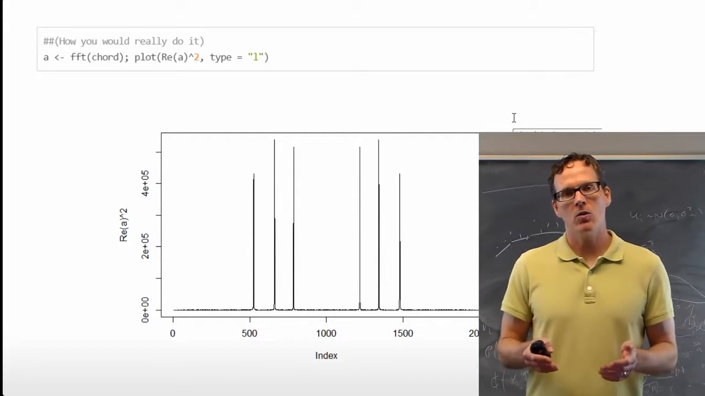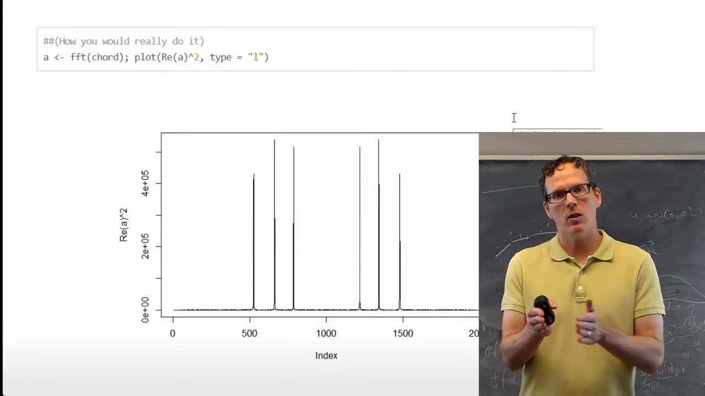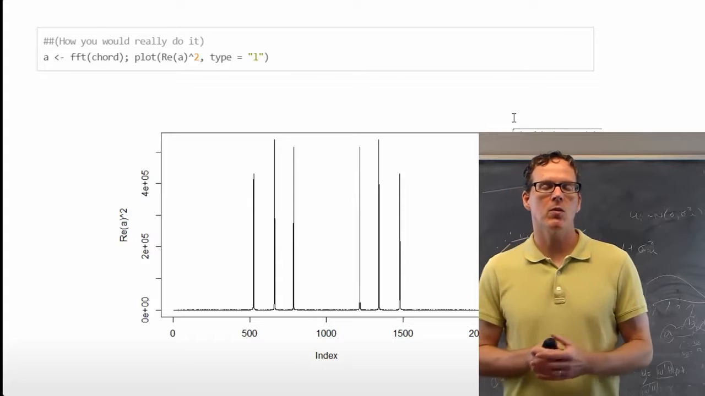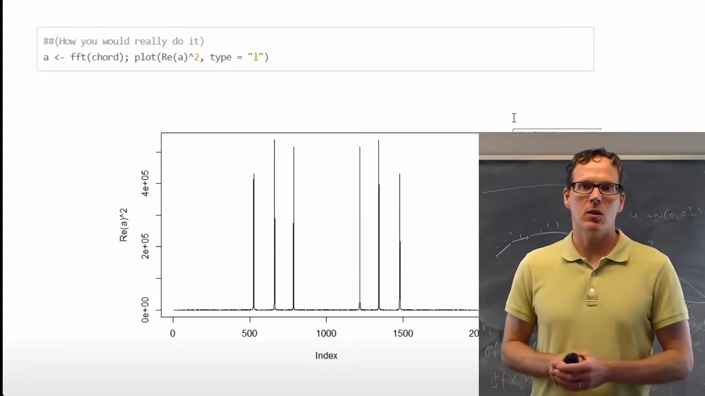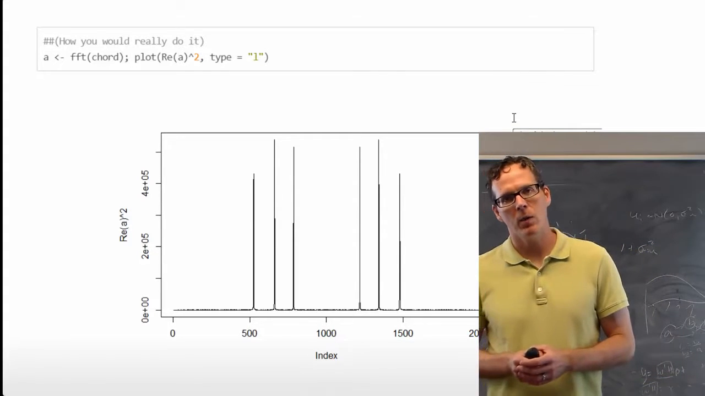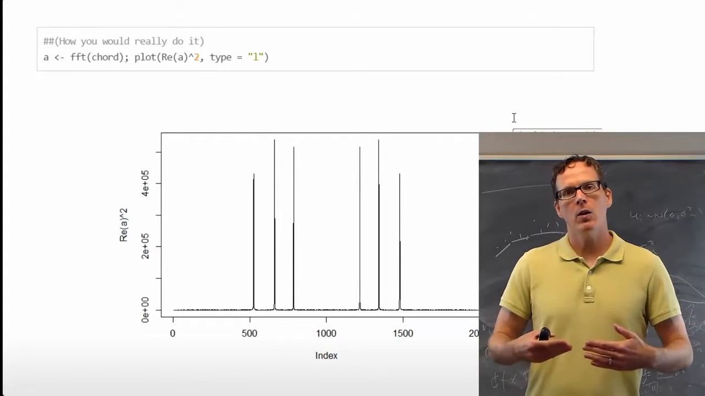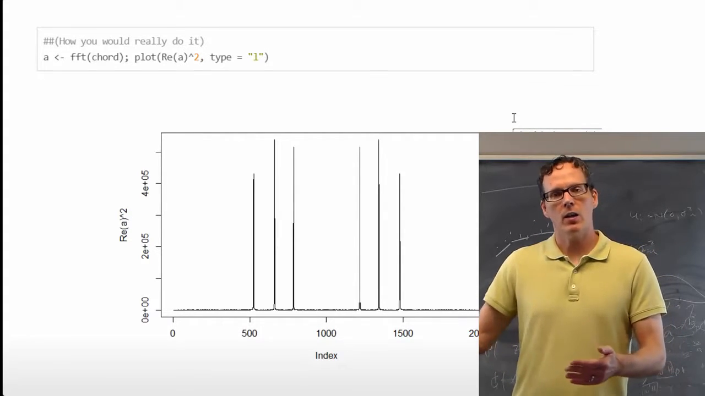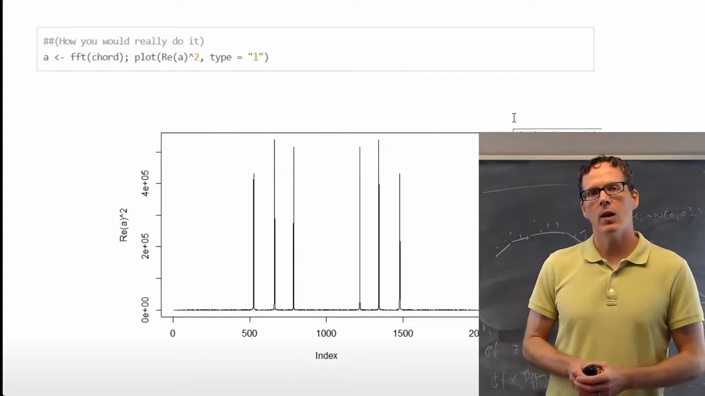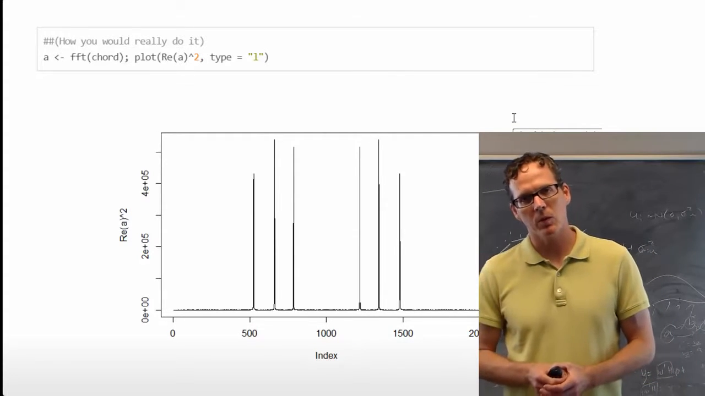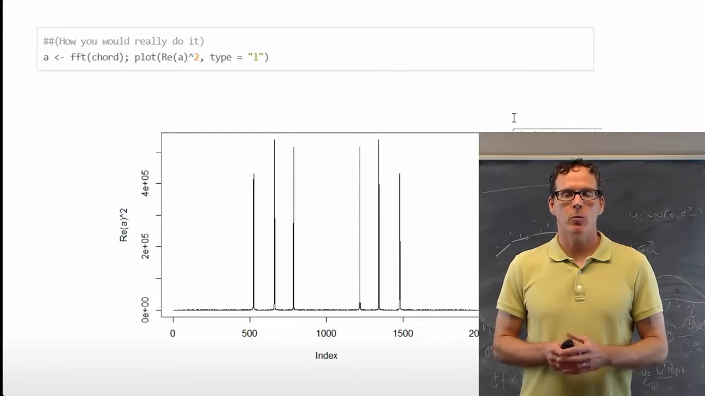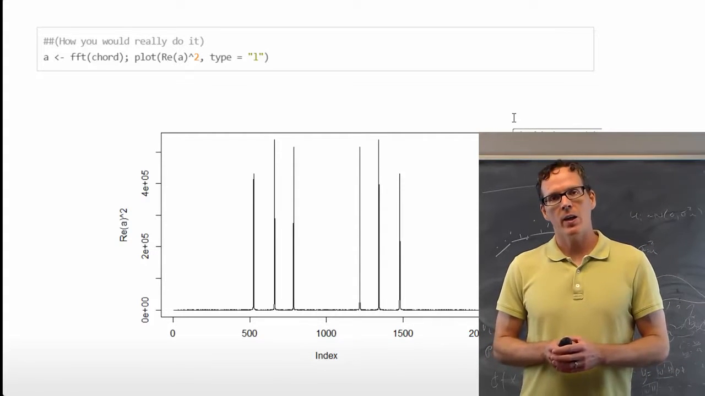So if you were to take a section of a sound signal, do a discrete Fourier transform, and plot the so-called spectrum, which is what this is, that is what sound engineers do all the time. And ultimately, underneath the hood, what they're doing is a linear model with a lot of sine and cosine terms as regressors.